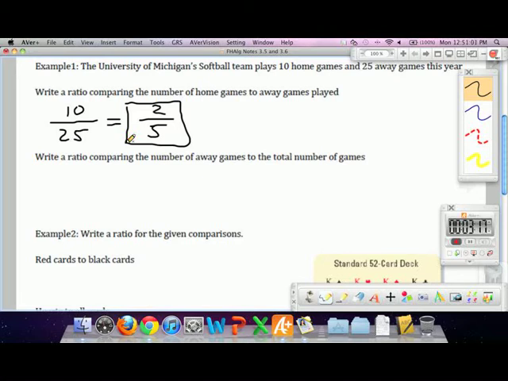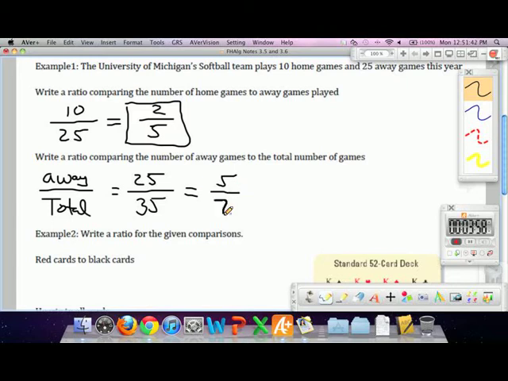How about a ratio comparing the away games to the total number of games? So, away to total. How many away games are there? 25. How many total games are being played? 35. How did you get that? If you add the home games to the away games, you get all the games played. So the ratio of away games to total games is 25 to 35. Reduce this fraction, because 5 goes into each of those, and you get 5 away games to 7 total games as the reduced ratio.